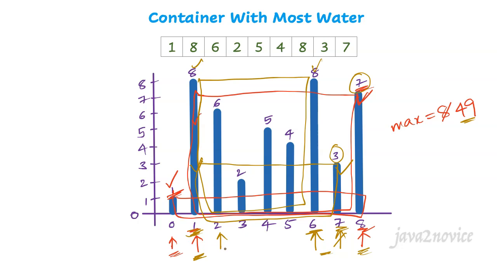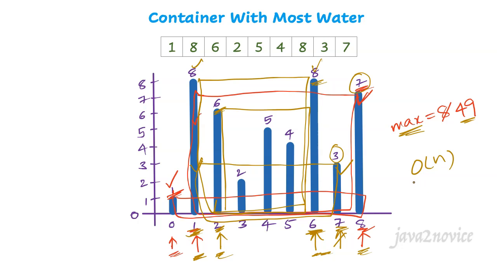It is at index 2. 6 is the shortest compared to 8. So this is the possible container it is going to form. The width is 6 minus 2, which is 4. 6 multiplied by 4 equal to 24, which is still less than 49. We will continue these iterations until both pointers reach the same index. Once both pointers are pointing to the same index, we will exit the loop and return the max variable value. So this is the logic. Hope you understood. The time complexity is order of n, which is linear time complexity.